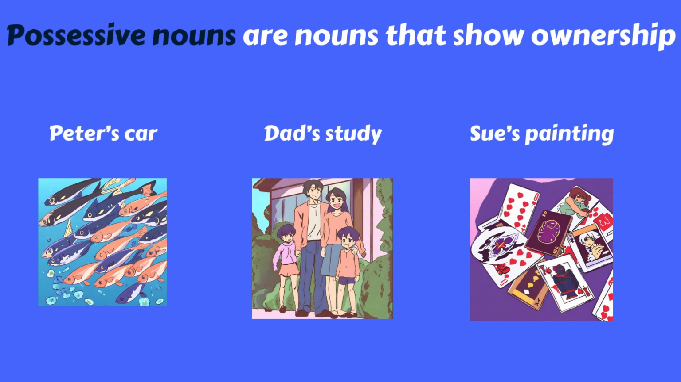And then we have possessive nouns, nouns showing ownership, such as Peter's car, Dad's study, and Sue's painting. And you will notice that the pictures didn't change. Peter's car is hidden in a school of fish. Dad's study is behind the photograph of Dad's family, and Sue's painting is a painting of a pack of cards.